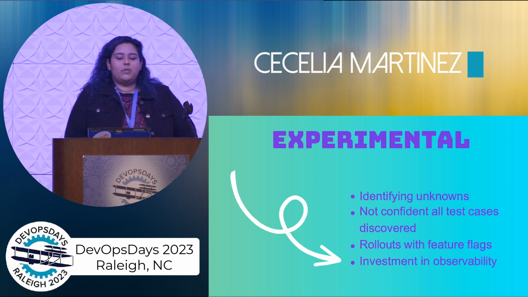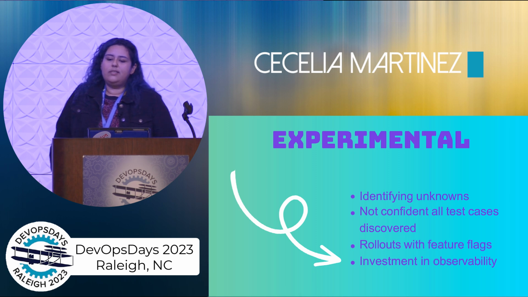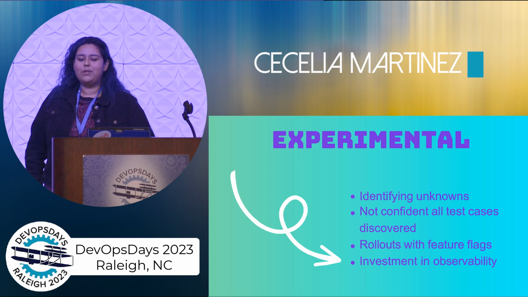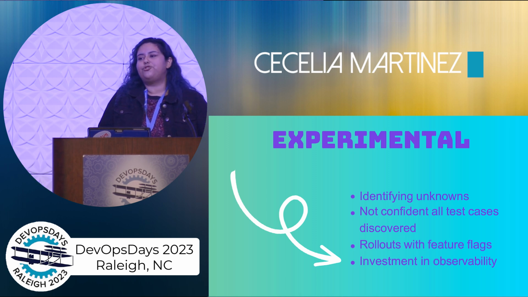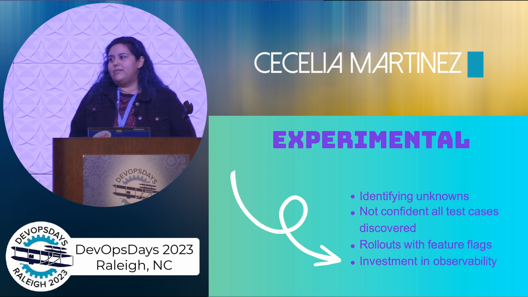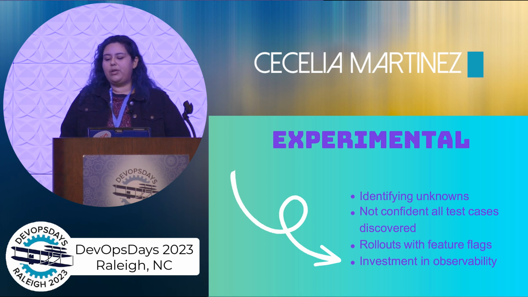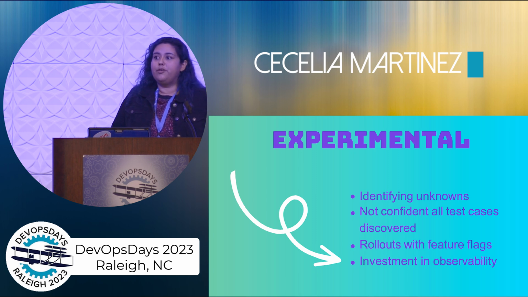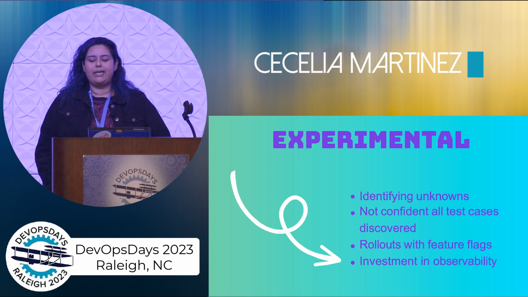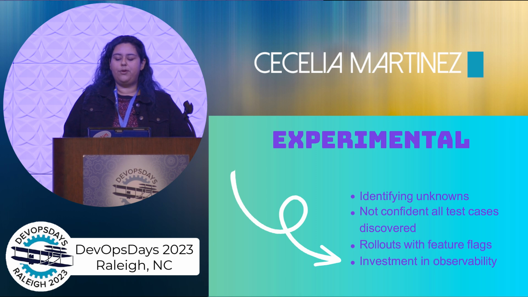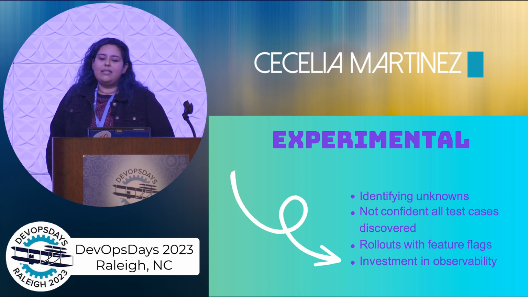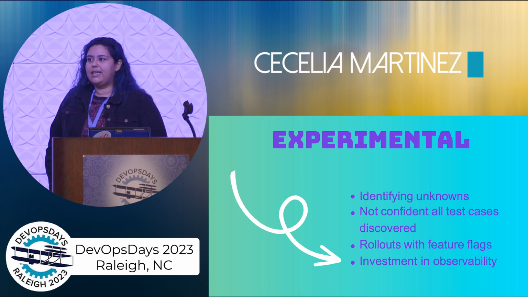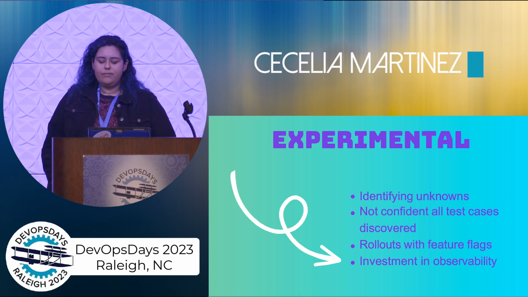And then the last one is experimental. So this is to help you identify unknowns when you have a complex change and you're not sure what you don't know yet. So this could be things like you're doing an API migration, you have an architectural change, you're making a tech stack change, maybe updating some dependencies, or you have a brand new feature. Typically, this change has been well tested, but you're not confident that all test cases have been identified.